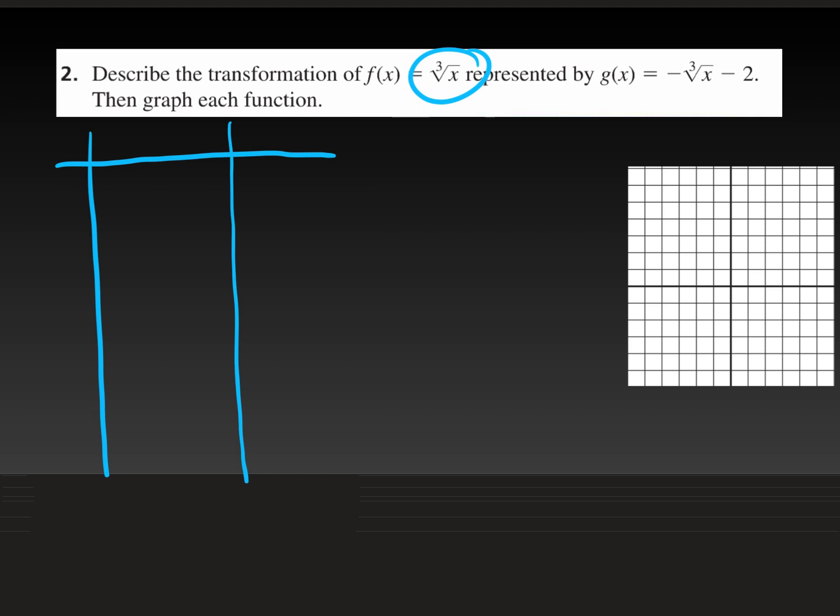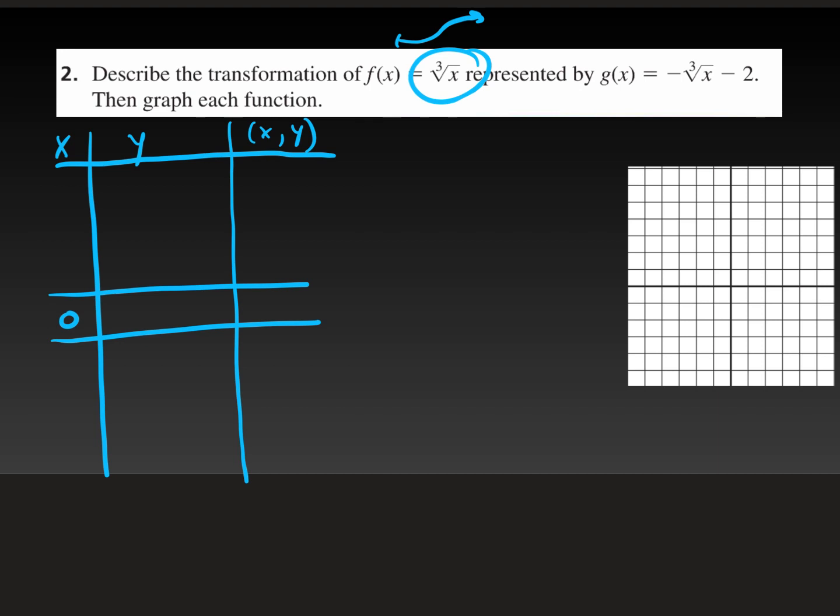So for the cubed root, can I have negative numbers? Yes. We can take the cubed root of a negative, so it's going to be this shape graph. So I'm going to plug in values for x, get values for y, and have my points x, y. What do you think a good number to plug in here would be? 0. So when I plug in 0, what's the cubed root of 0? 0. So my first point is 0, 0.